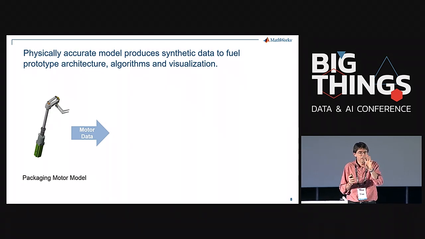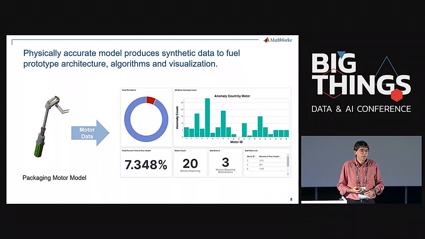Some of them were generating anomalies. Some of them were slowly degrading over time. And some of them were running along just fine. And our goal was to produce a visualization like this that would allow the plant operator to distinguish healthy motors from unhealthy ones.